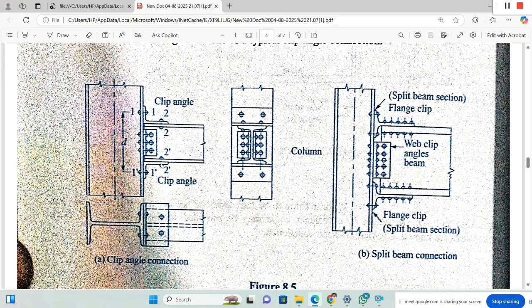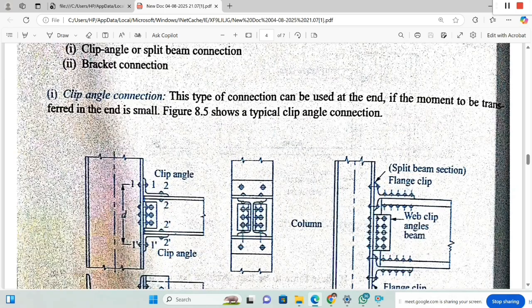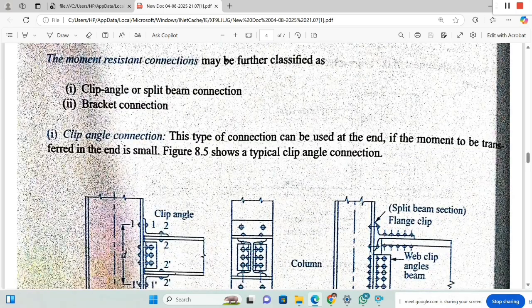So clip angles are provided. So seat angle on the top and clip angle also. So cleat angle you can consider also. Cleat angle is also provided so that it will resist the shear force and bending. So this is the first type. This is the second type.